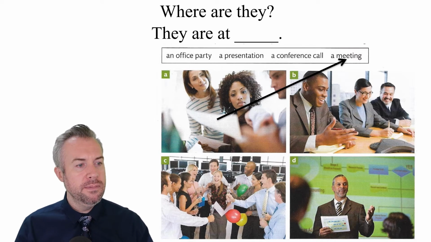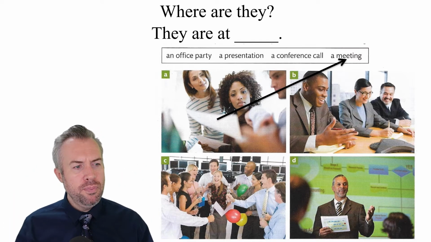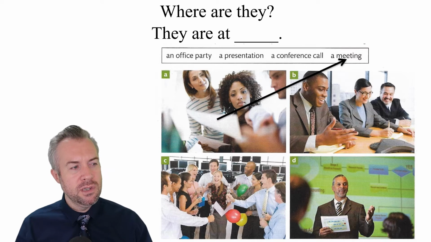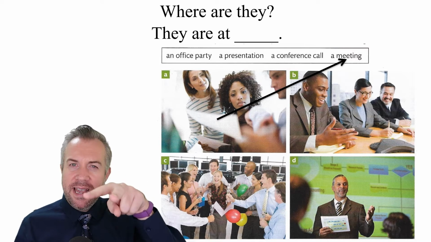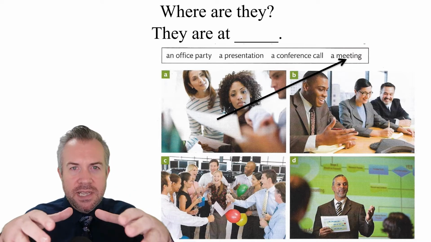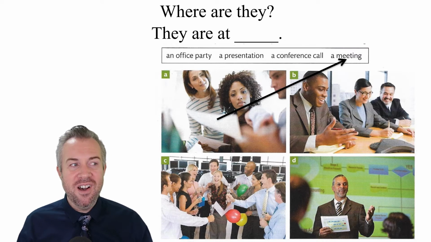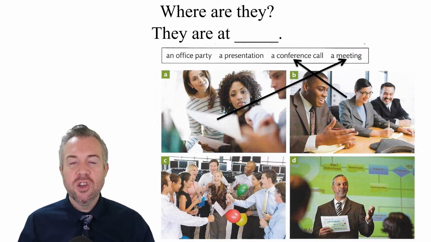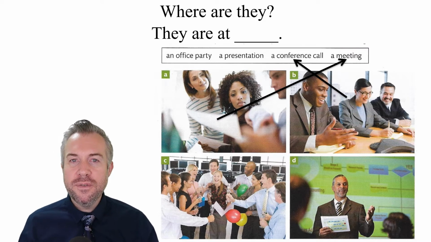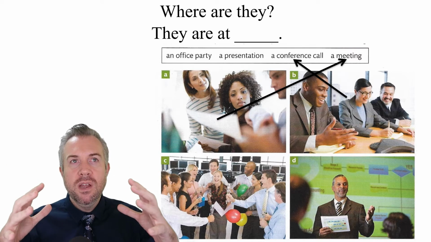How about picture B? Again, we have 3 people. And again, they are in the same room. But there's something different about this picture, different from picture A. Their eyes are all looking at this device. Where are they? They are at a conference call. A conference call. What is a conference? A conference is a gathering.